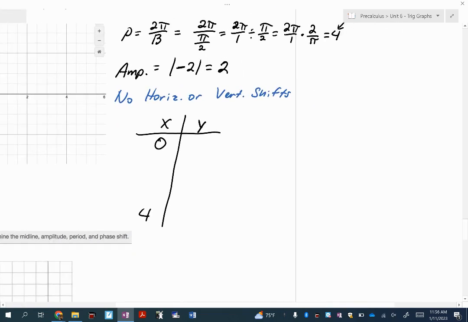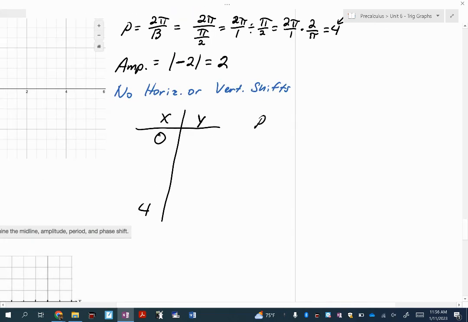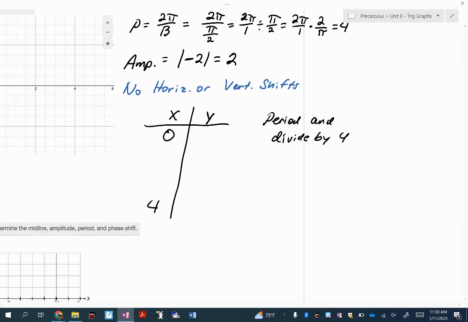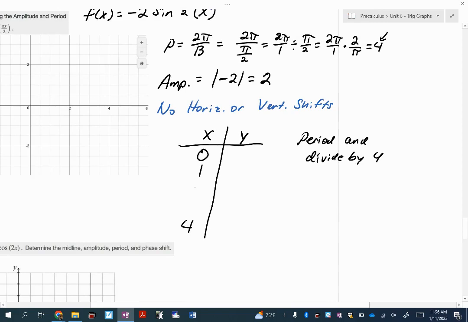To find the numbers in between, you take your period and divide by 4. I know it's just a coincidence that it's the same as my actual period, but it will always be whatever your period is divided by 4. So 4 divided by 4 is 1. So that's going to give me my other points to plug in.